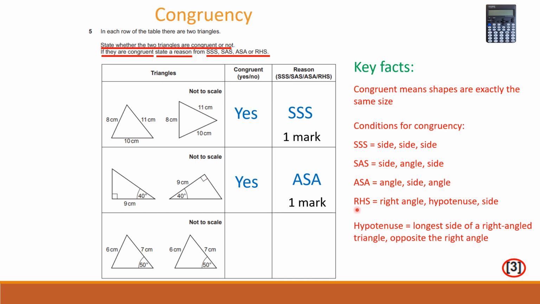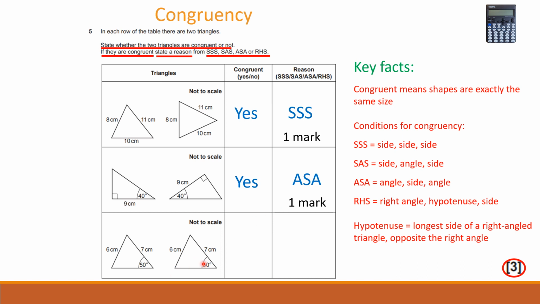Don't get confused on this one because it has got a right angle in here, but we haven't been told that value. So the better one to use is angle, side, angle, rather than using RHS. The mark scheme uses this one here, so use the one that they're looking for. So the angle, the side, and then the second angle for your second mark.